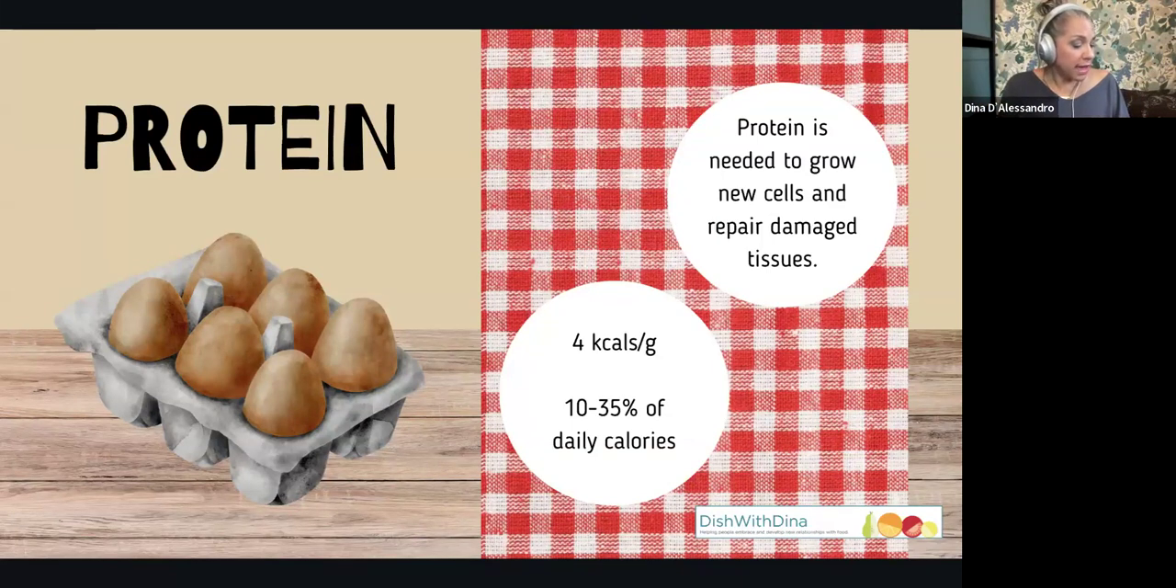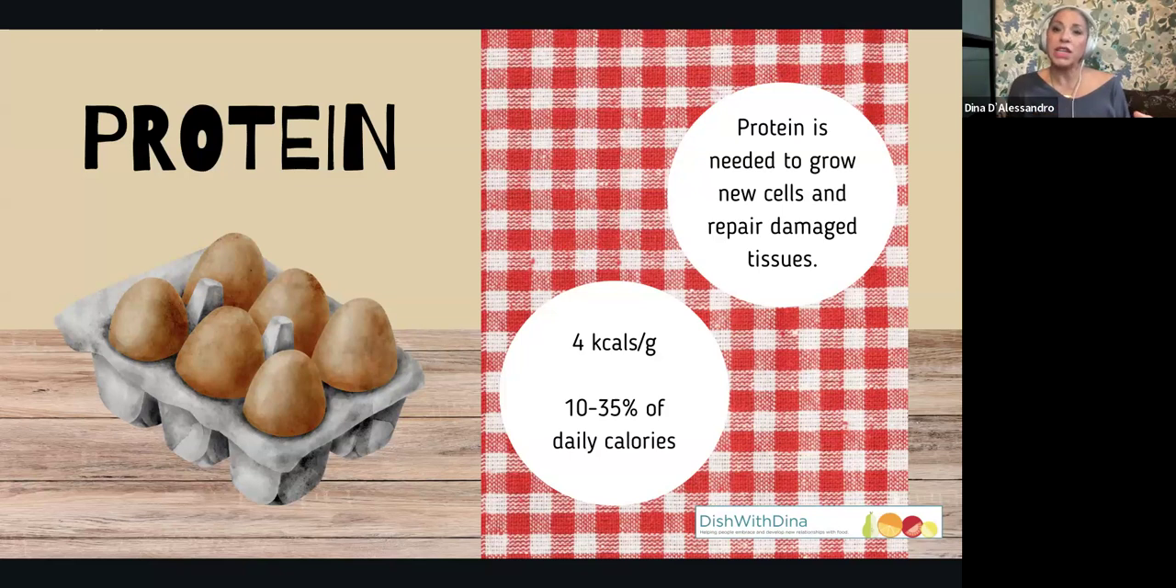So here we have an example of the source of protein. So we have an egg. Protein is clocking in at 4 calories per gram. And because we need it for muscle repair, we don't need a ton of it. A little bit goes a long way. So it depends on the person how much you need.